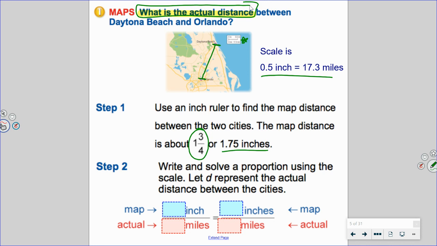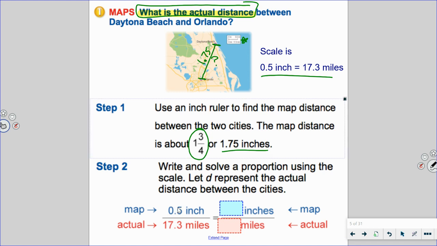So here's what we have. We know that on the map, it's 1 3/4 inches away. How far is it in actuality? Let's go ahead and set up the ratios. The first thing you'll notice that I do is set up those ratios with inches to miles. Let me get rid of that. So what do they give us? They said that 1/2 inch is the same as 17 3/10 miles in real life.